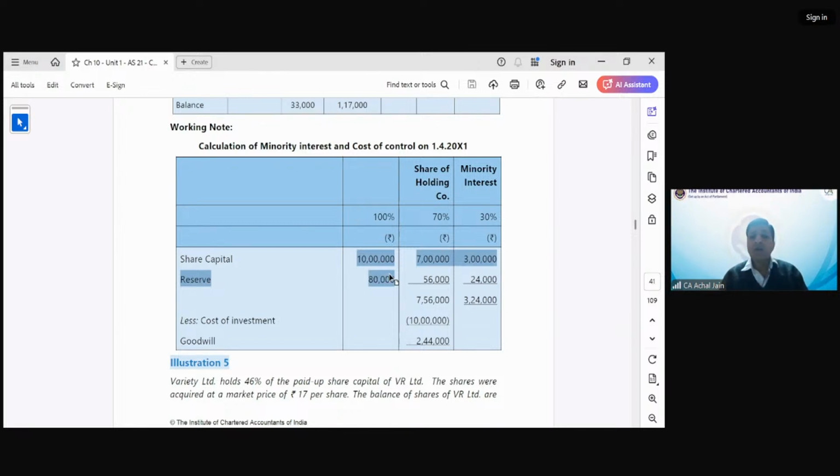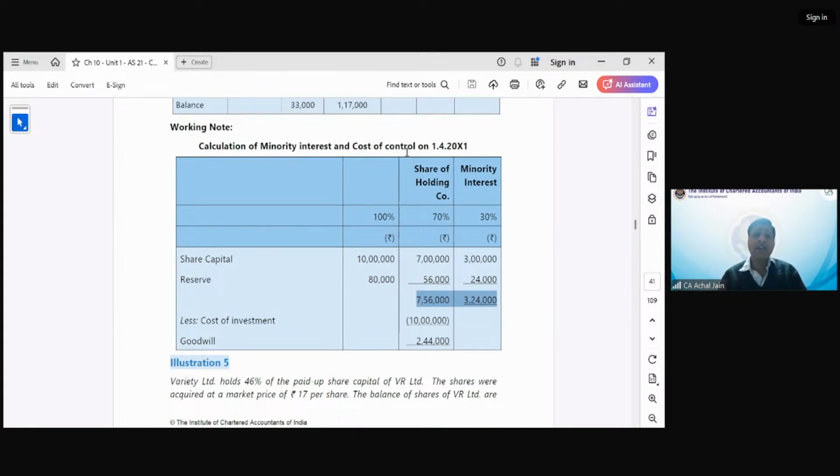Holding company has acquired 70%. So that means minority should be 30%. Okay. Now, in this case, what do you have? You have proportionate amount of net assets for those two companies. So minority is what? On the date of acquisition, 3,24,000.